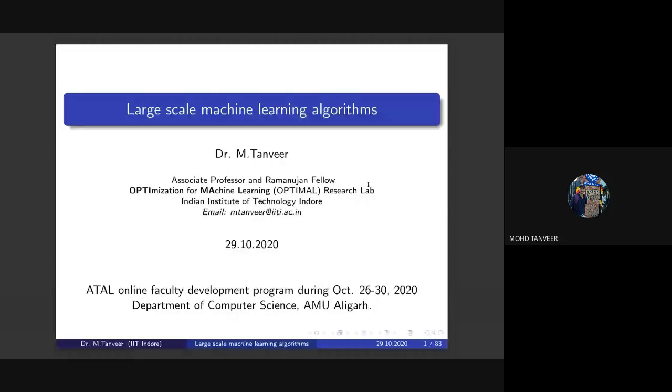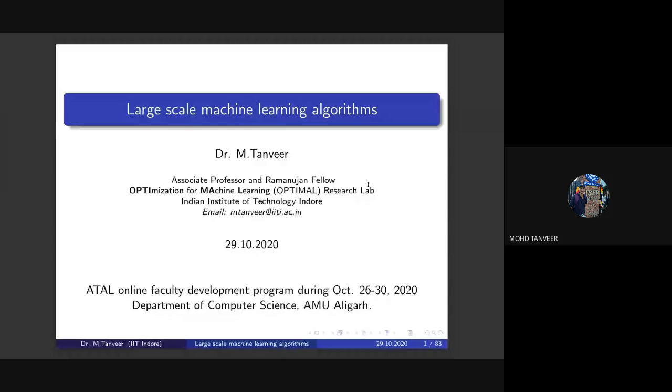Very good morning to the main coordinator of this event, ATAL Online Faculty Development Program, Dr. Mohammed Sajid, Assistant Professor, Department of Computer Science, AMU Aligarh. Thank you all for giving me this opportunity to deliver this talk on large scale machine learning algorithms.